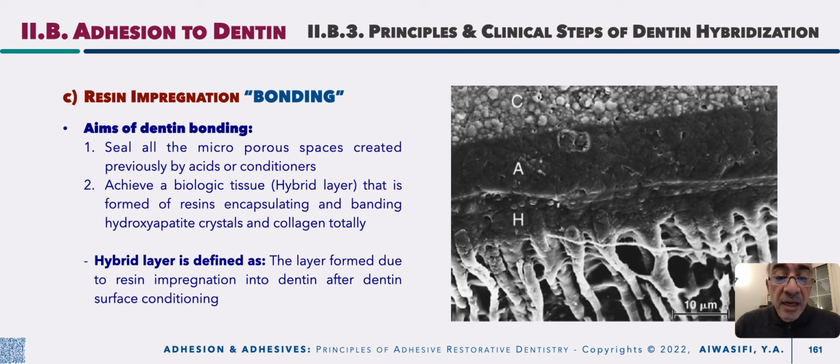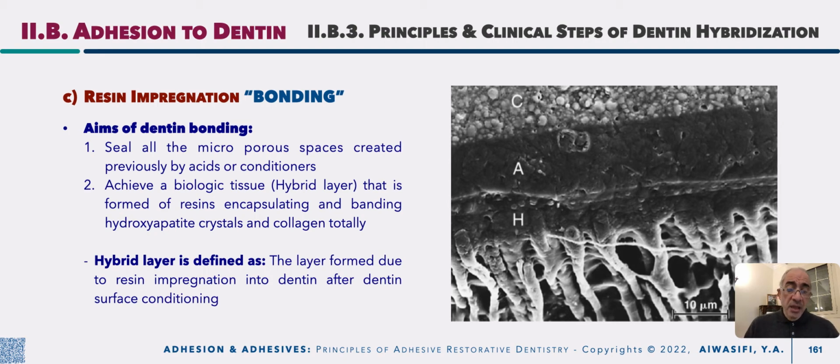Here is a scanning electron micrograph showing composite with its characteristic filler appearance at the top. Then comes the adhesive, and then comes the hybrid layer. This hybrid layer is composed of resin impregnated inside dentin and inside the collagen network in 3 dimensions, and this part, starting from the letter H down to the lower border of our micrograph, has a thickness of 5 to 8, or maximum 10 microns, representing the hybrid layer thickness.